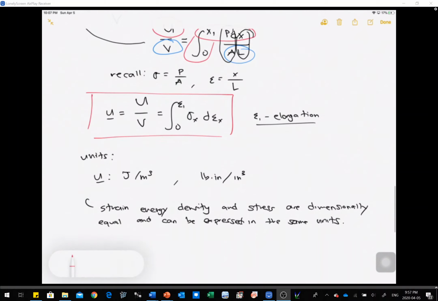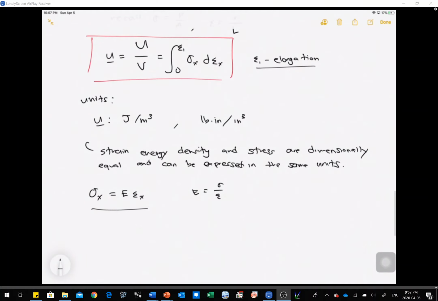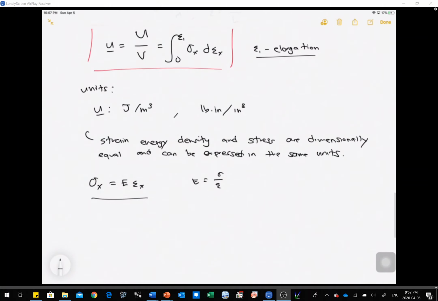So Young's modulus or modulus of elasticity can be described by E equals sigma x over epsilon x. So again, if you go back to your mechanics of materials 1, E is equal to stress over your amount of strain, and it's just basically the same right here. Now, based on this description of your elastic modulus, we can now define our strain energy in the elastic region.